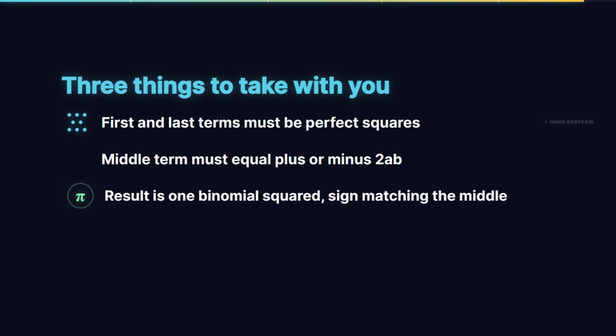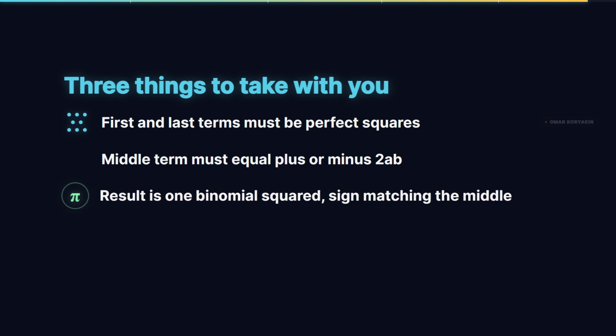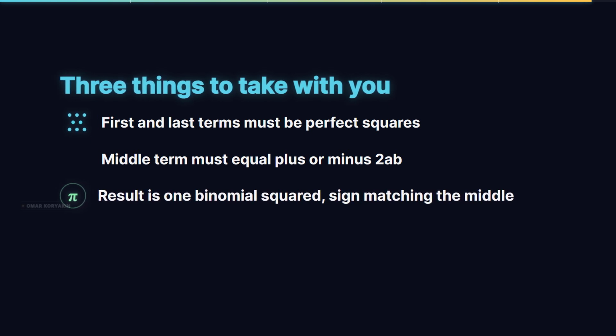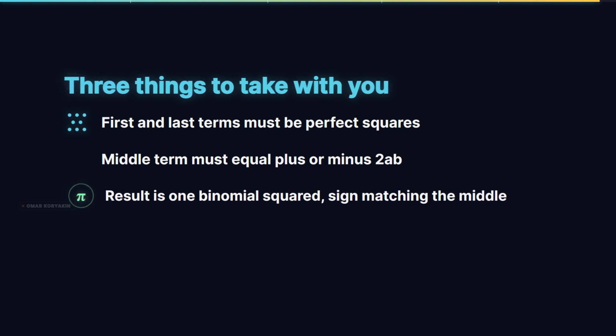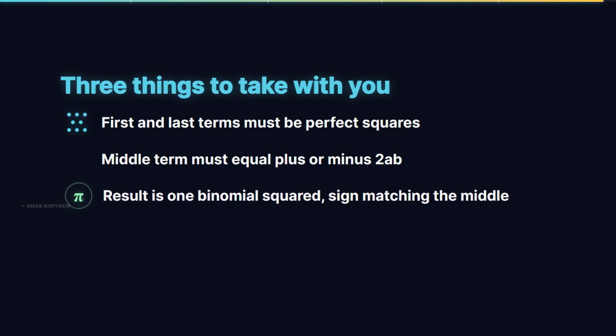The result is one binomial raised to the second power. The binomial uses a plus when the middle term was positive, a minus when the middle term was negative. One binomial, one square, one line of work. The cleanest factorization in algebra.